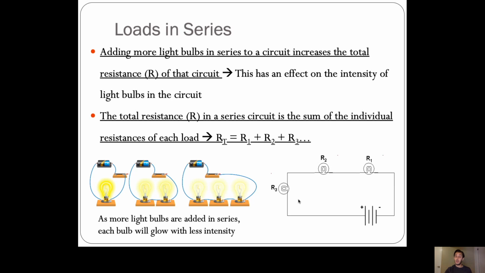Okay, and you'll see that in the online lab. It'll have you adding light bulbs, and then one of the conclusions that you have to draw is, oh, in series, when I add light bulbs, look what happens to the brightness of each individual light bulb. Oh, it diminishes. Well, there you go. I just gave you an answer. I just gave you a mark. Okay.